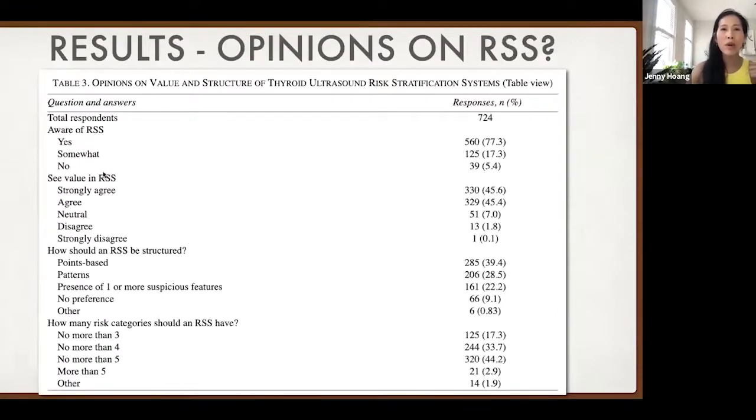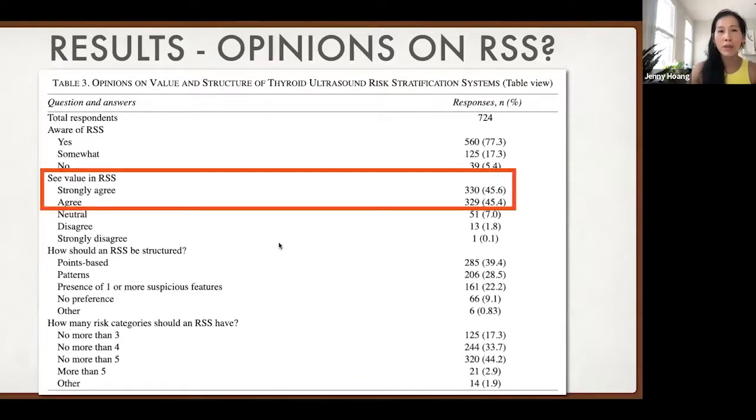Okay, so then what did people think about risk stratification systems? And the key thing I want to point out here is that was a question about, do you think that risk stratification systems are of value? And we were pleased to see a key point here that more than 90% strongly agreed that risk stratification systems do add value.